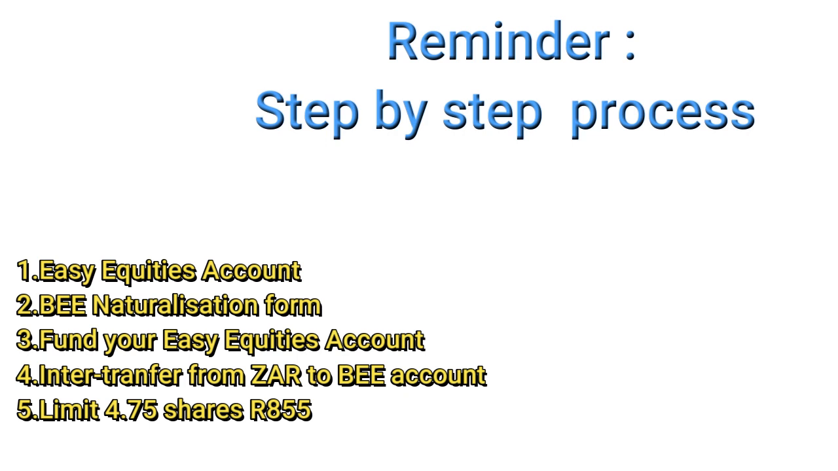I do have a video that shows you all these steps, and I'll put the picture as well for you guys to see the specific video. This video will take you step by step and show you how I completed my BE neutralization form, how I opened my Easy Equity account, and how I funded my Easy Equity account as well. And in this video, you will see how to transfer money from your ZAR account to your BE account. And do remember the limit is 4.75 shares. I hope you understand how to get your Easy Equity SAB Zenzele shares.